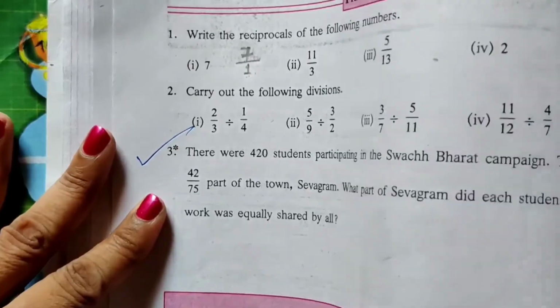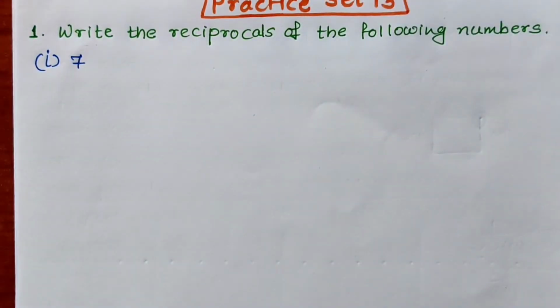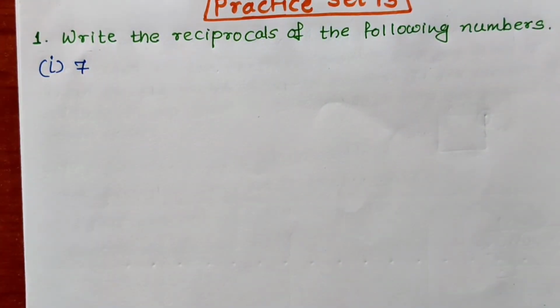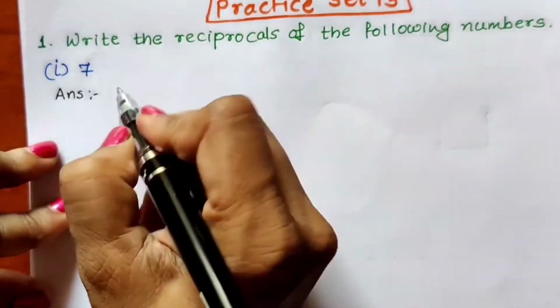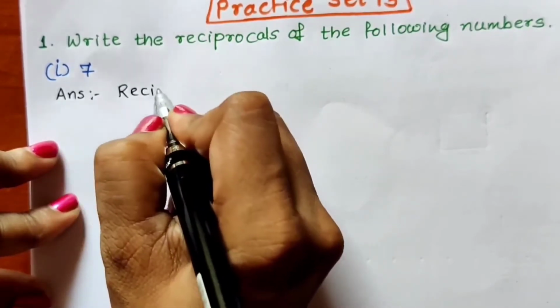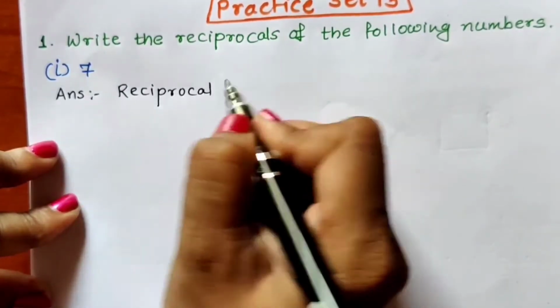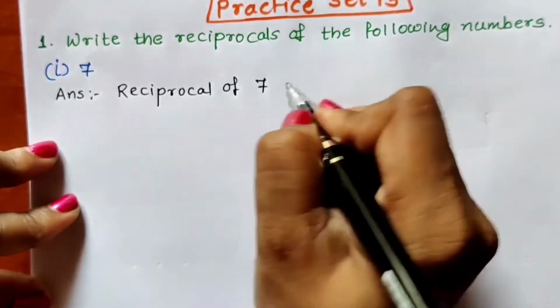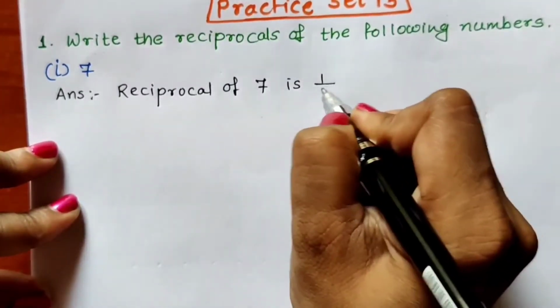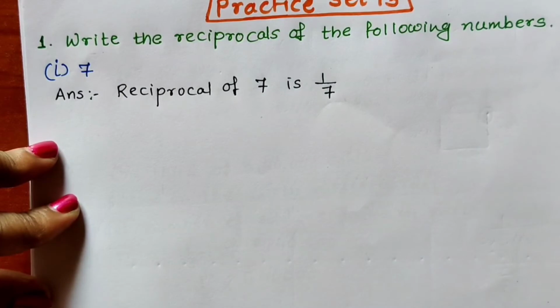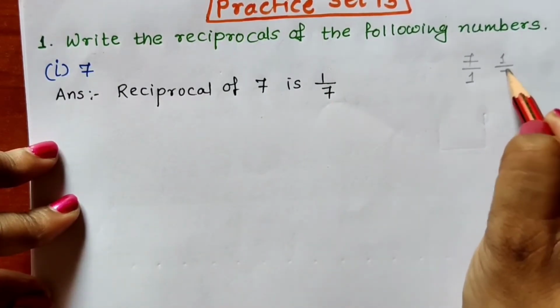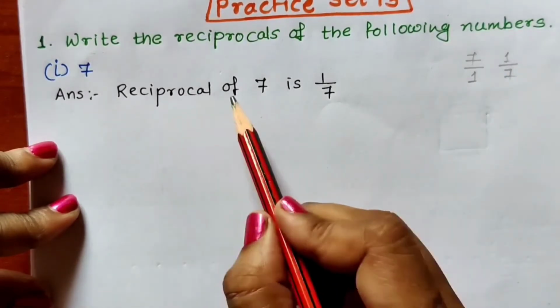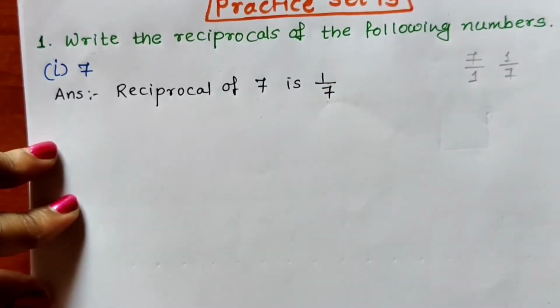So let us write the reciprocals now. Here we will be writing the answer. Reciprocal of 7 is 1 upon 7, because we all know 7 means 7 upon 1, and its reciprocal will be 1 upon 7. So in this way we have to write: reciprocal of 7 is 1 upon 7.